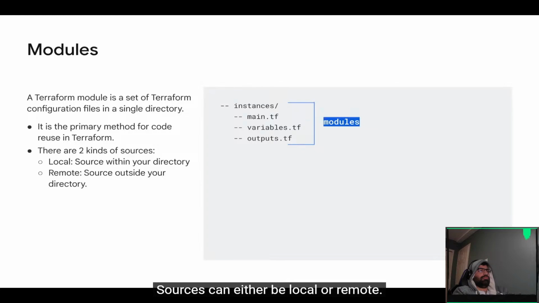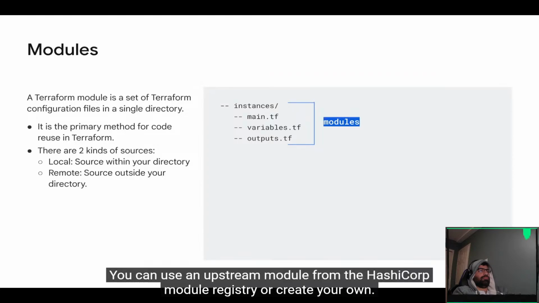Sources can either be local or remote. You can use an upstream module from the HashiCorp module registry or create your own.